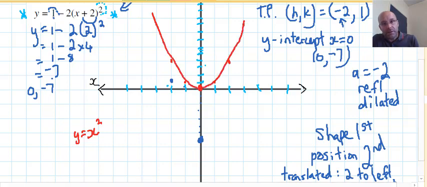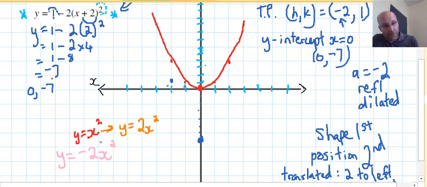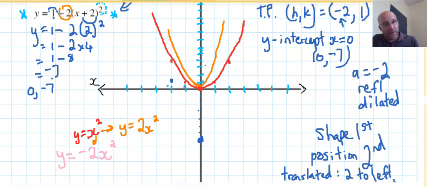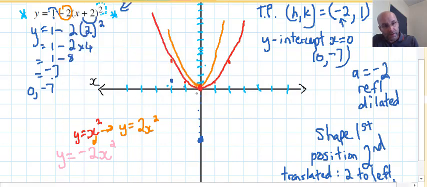Okay, so it might be handy to look at an in-between step. So we want to head to -2 for a. I'm going to put in an even easier step there, 2x squared. So that means it's going to be like that. It's going to be dilated by a factor of 2. And then to get -2x squared, that then is going to be reflected in the x-axis. So that orange one is going to be reflected, so it's going to be like that.